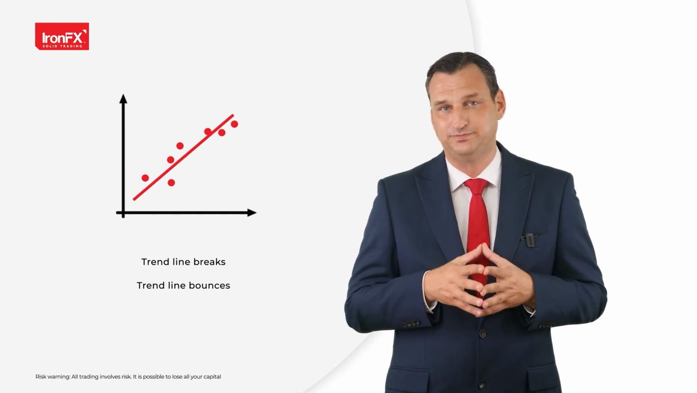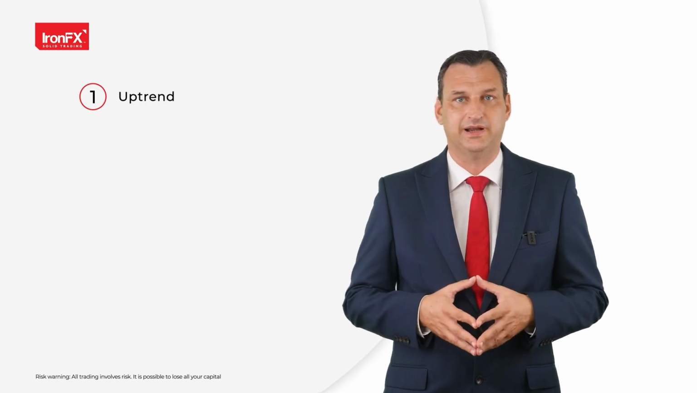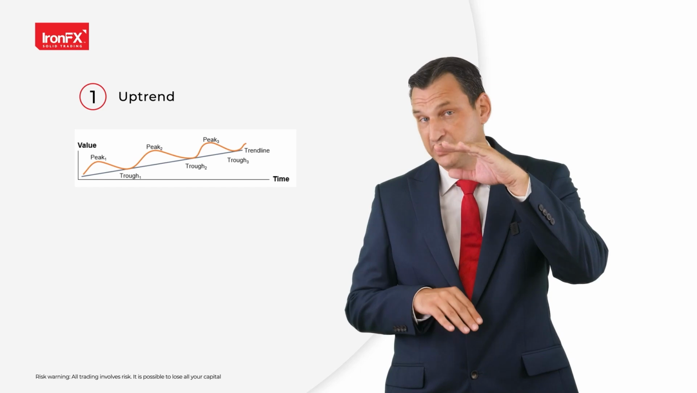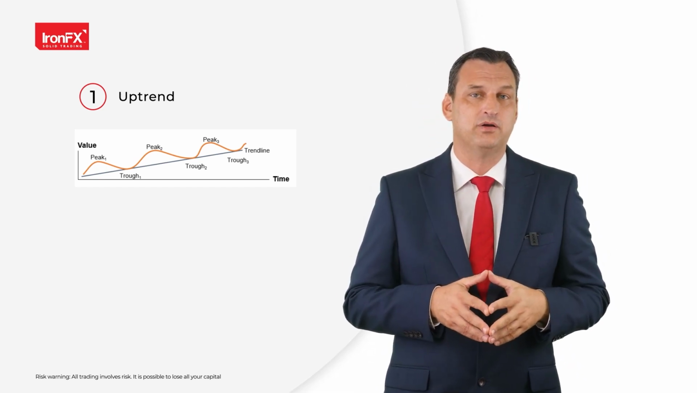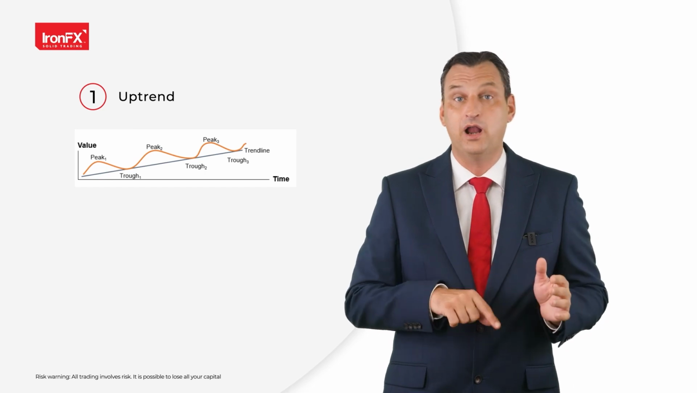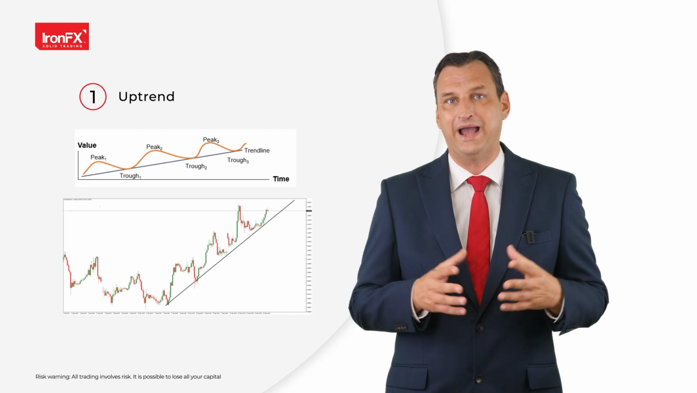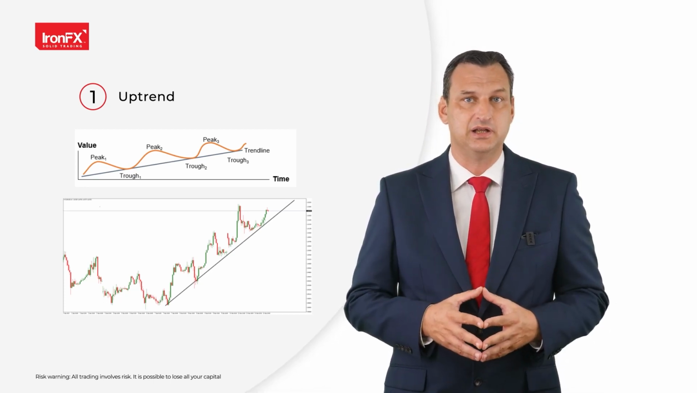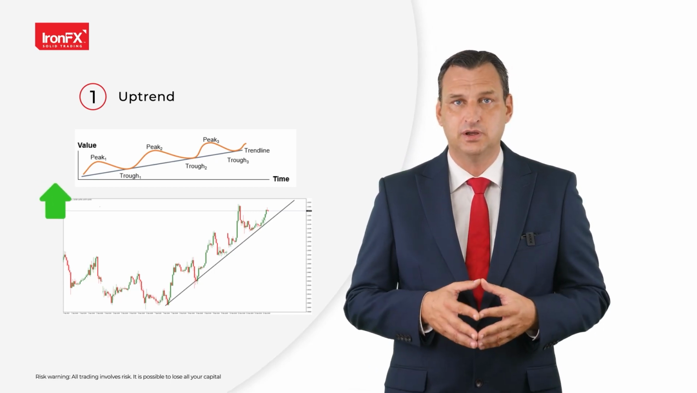Let's have a look. The first trend we are to examine is the uptrend. An uptrend is a series of consecutive higher peaks and consecutive higher troughs. An uptrend line is constructed by connecting two or more higher lows. The line is extended into the future in order to act as a support during the development of the trend. It signals bullish sentiment, i.e. that prices are likely to increase.